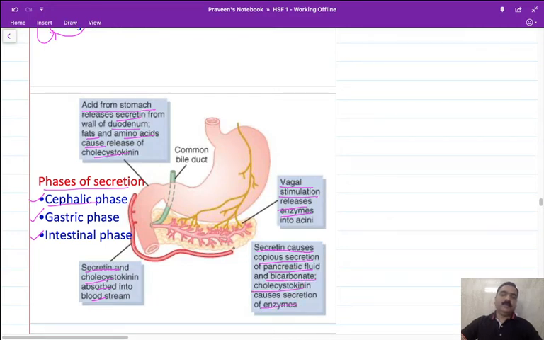Okay, so remember these three things: the role of acetylcholine, the role of secretin, and CCK. Acetylcholine comes from the parasympathetic system. So that's the importance of the regulation of the pancreas. Okay, so now we have finished with the pancreas.